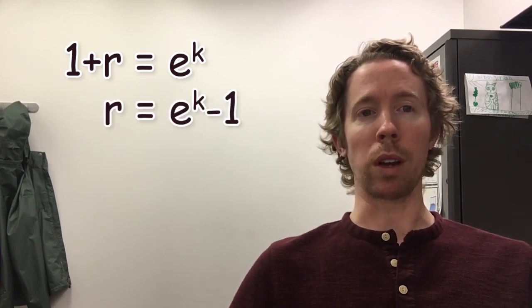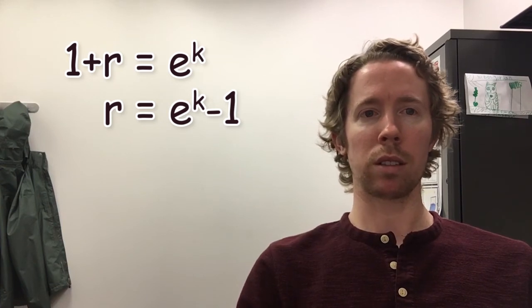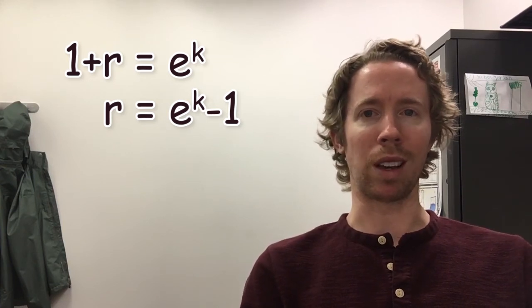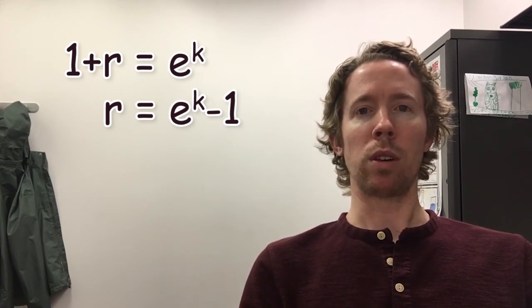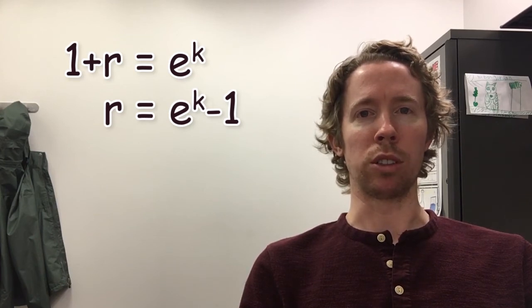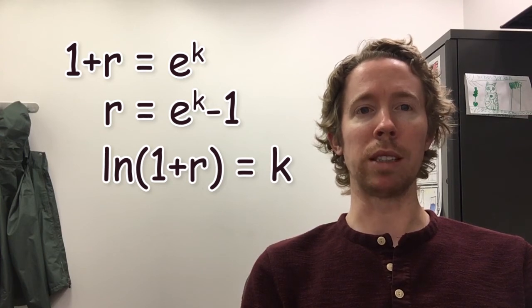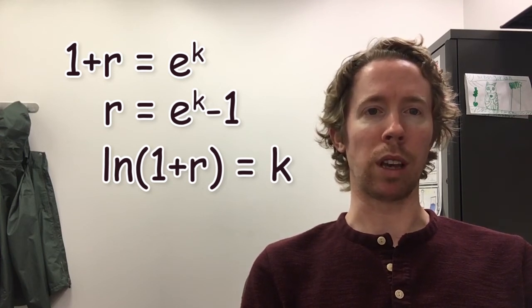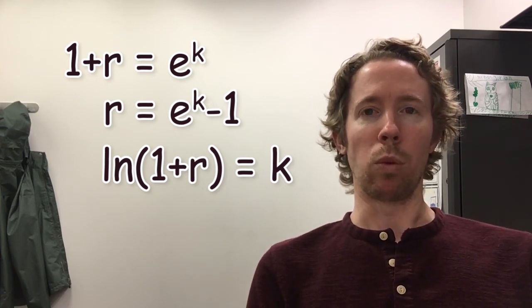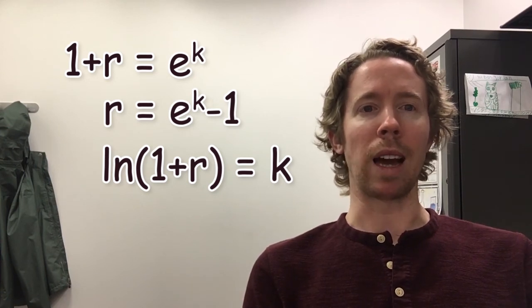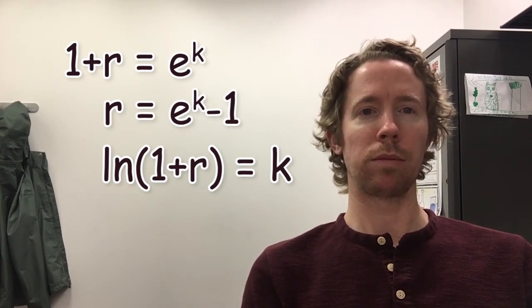Or if you don't know what k is, but you know what the rate is, and you want to see what k is, you can just rewrite this equation in its logarithmic form. So log base e, remember, is written as natural log. So this would say log base e of 1 plus r equals k. So we'll write it as k equals natural log of 1 plus r.